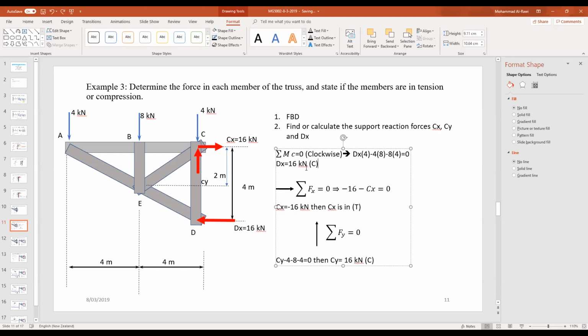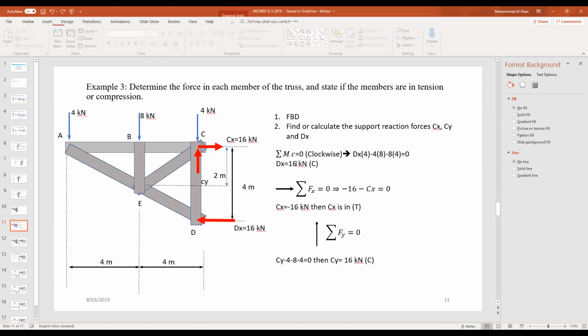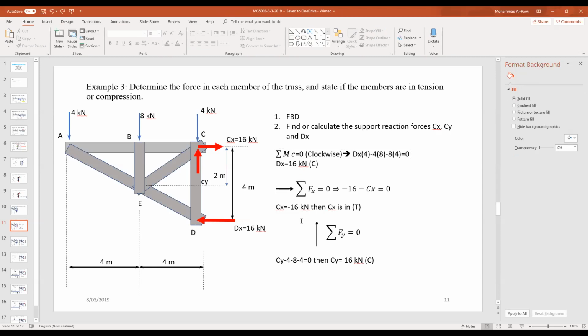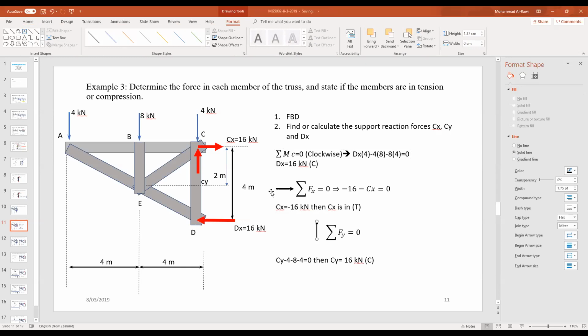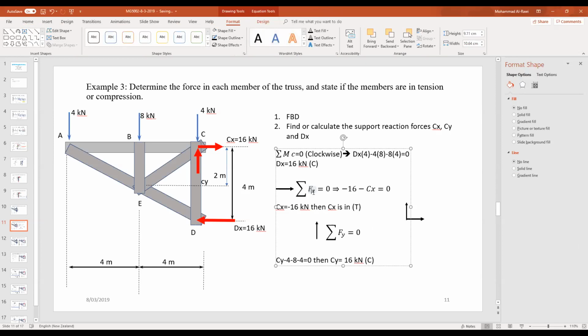This is how to find the reactions for concurrent and non-concurrent forces using one, the moment, the first equation, and the second one is summation of forces in Y and X. This is very important to say that this is my positive X and this is my positive Y. So one of the things you need to indicate always in your paper for the marker or anyone reading your solutions.